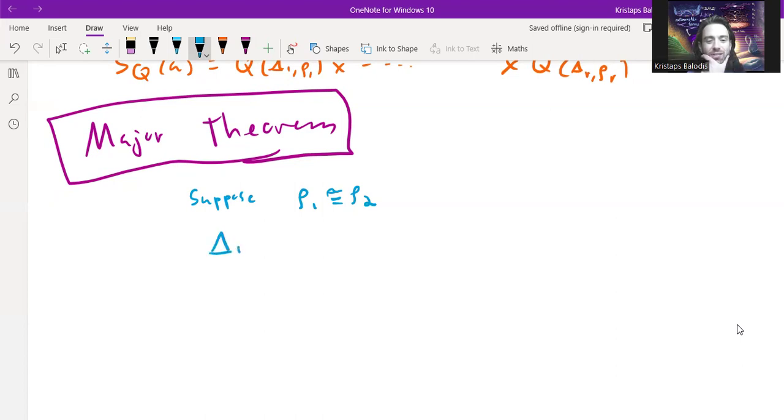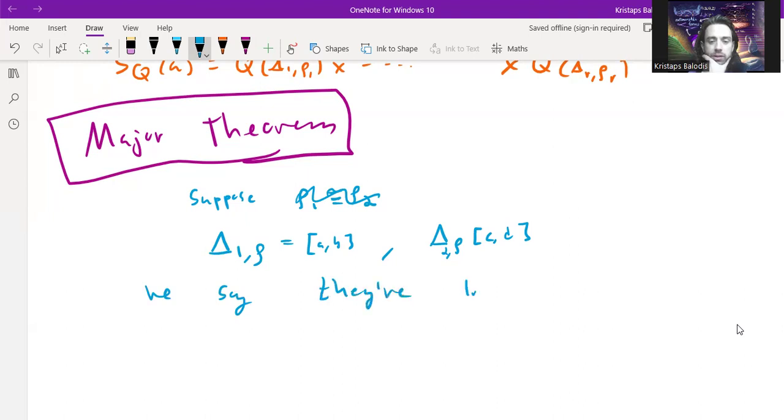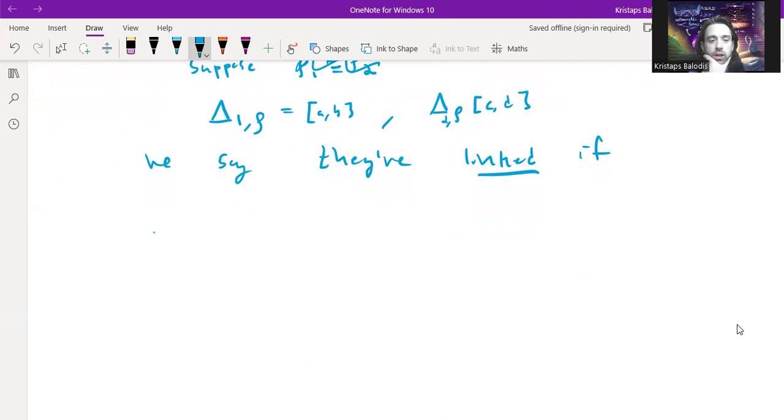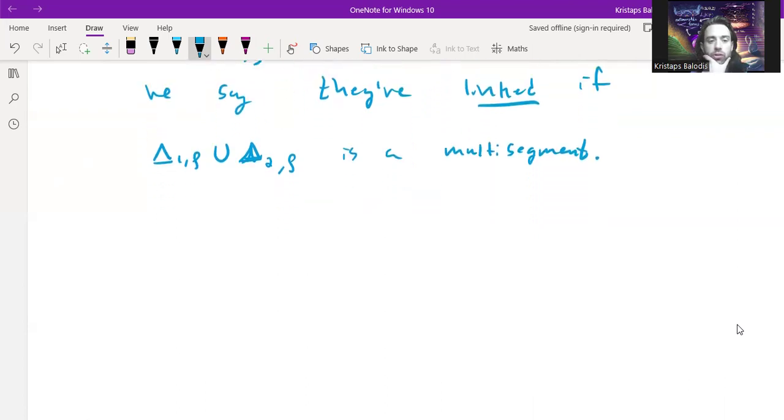So if I have, for the same supercuspidal representation, two segments, call this AB and call this CD, delta 2, we say they're linked. I'm going to draw a picture in a second to make sense of this, but we say they're linked if the union, delta, is a multi-segment.